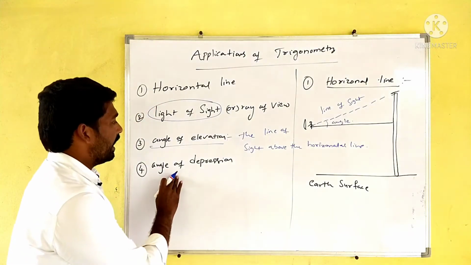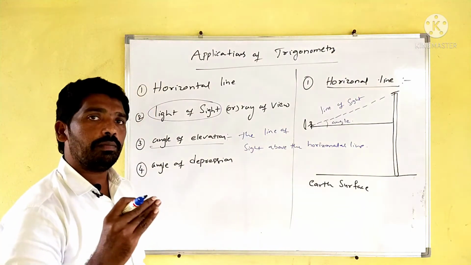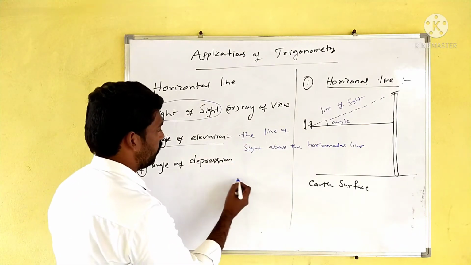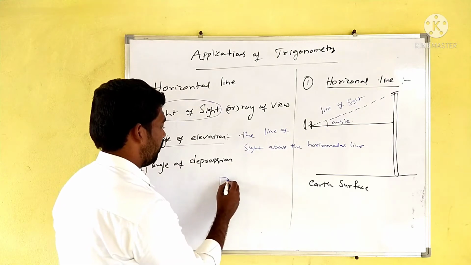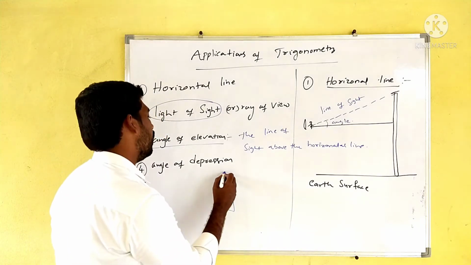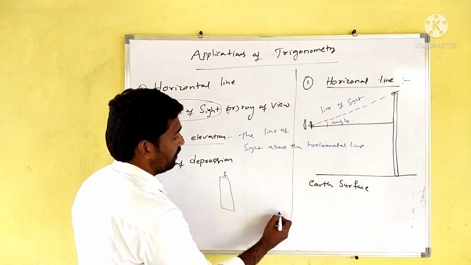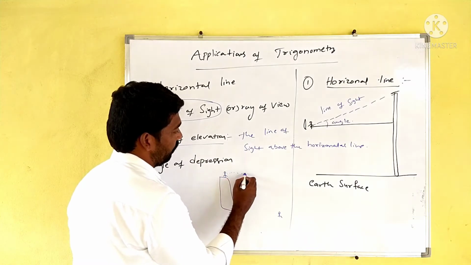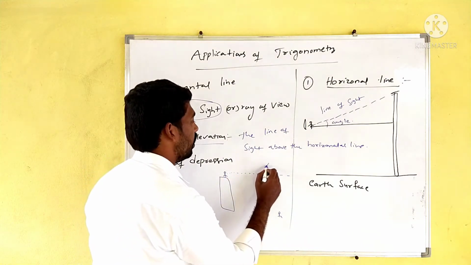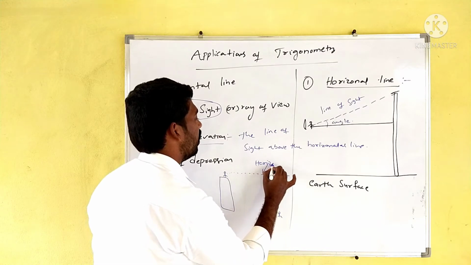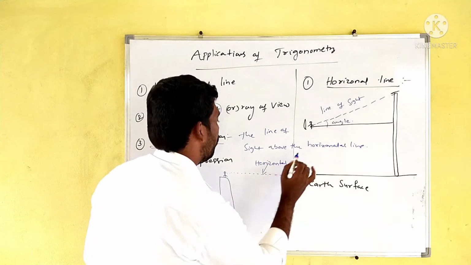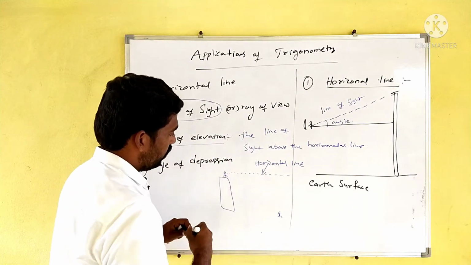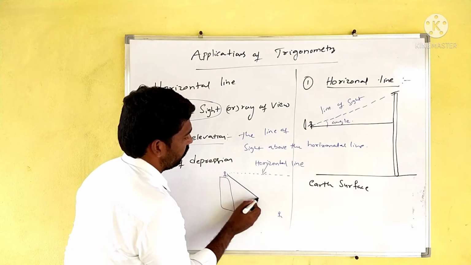Then the angle of depression: the line of sight is below the horizontal line. For example, one person is on the top of a building, and a flower is at ground level. The person's eye level is the reference line, so this is the horizontal line. The person observes the ground level flower.